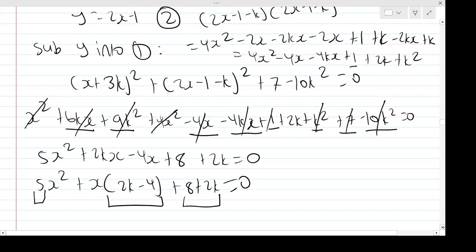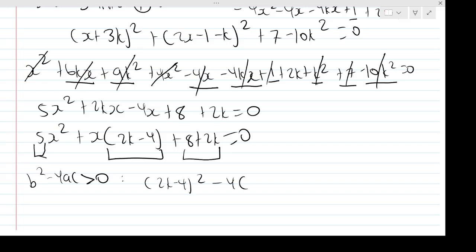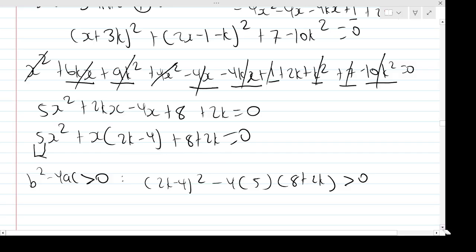So there we are then. If we do that, we get that b squared minus 4ac has to be greater than 0. Okay. Therefore, b squared is 2k minus 4 all squared, take away 4 lots of a, which again was 5, and then c, which is the number here, 8 plus 2k, has to be above 0. Okay, now we need to expand some more stuff.